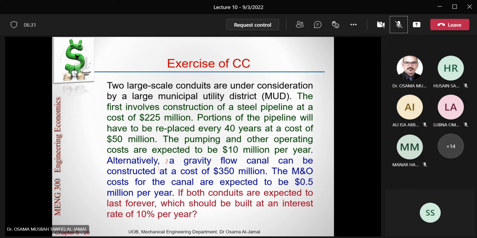To find the capitalized cost, it's equal to what? CC equals what? A over i. Thank you, Lubna. A over i. What is this CC? Actually, this is the present worth, but for what? When n approaches infinity. When n approaches infinity, instead of saying present worth, we'll write it capitalized cost.